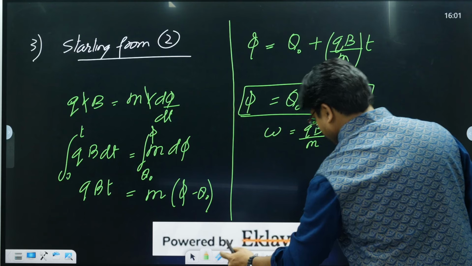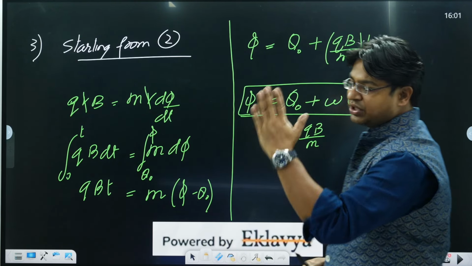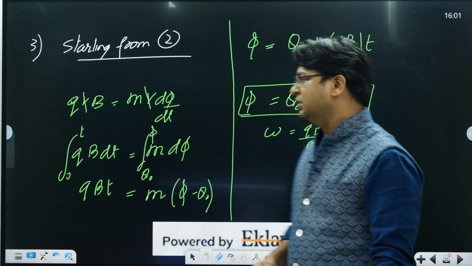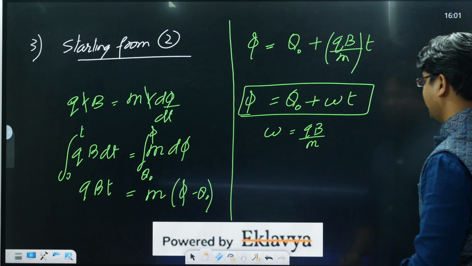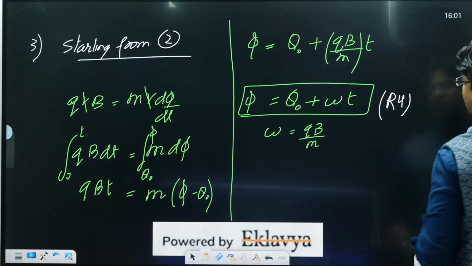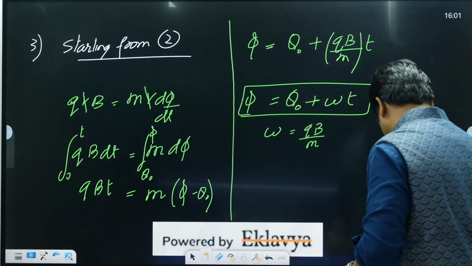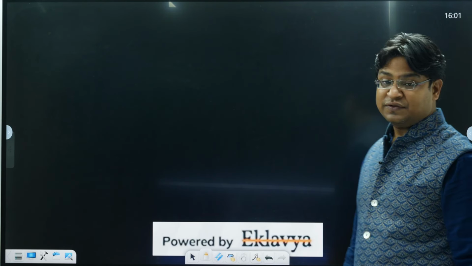So this would be my result 4. The velocity vector is rotating with a constant omega, which is QB by M. Now, to get further results, a lot of solving needs to be done.